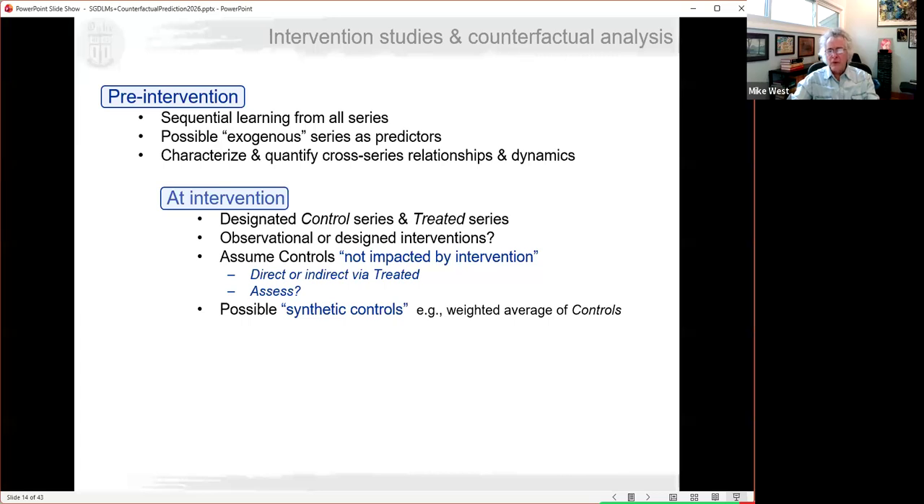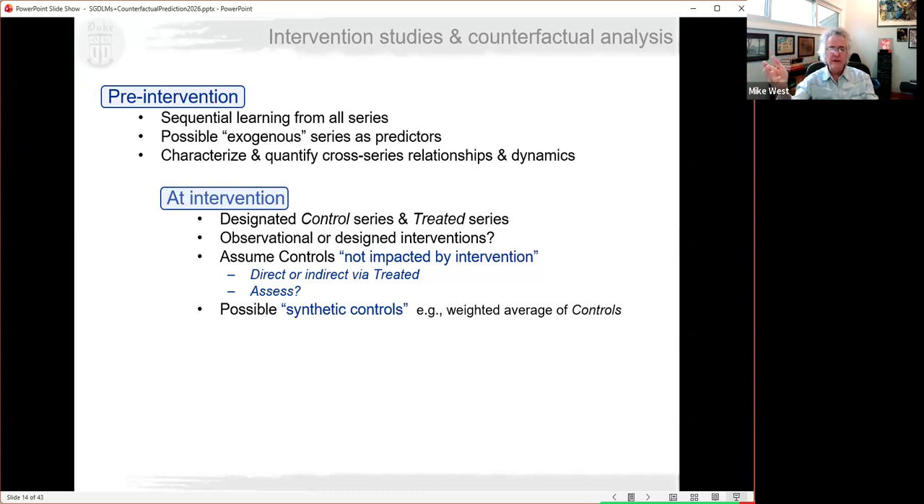We have to have controls, and there's an important assumption that when we designate some series as controls, it's a leap of faith that whatever happens as a result of the intervention, if there is a causal effect on some of the treated series, the designated controls are not impacted by that effect. And that's an important thing that people always assume, but rarely get into the business of assessing it. And we do a lot to assess that. And the effect could be direct.